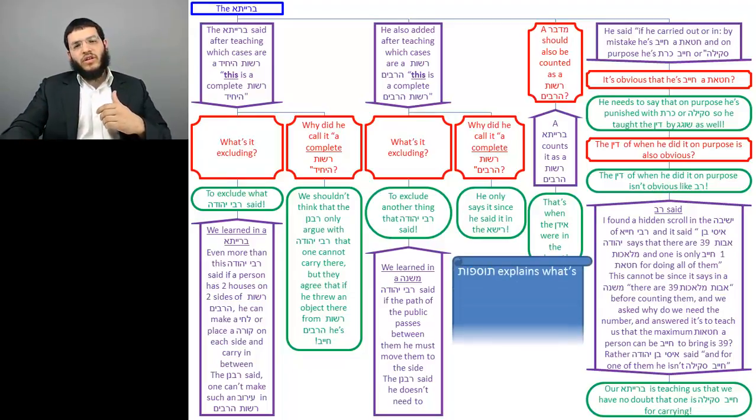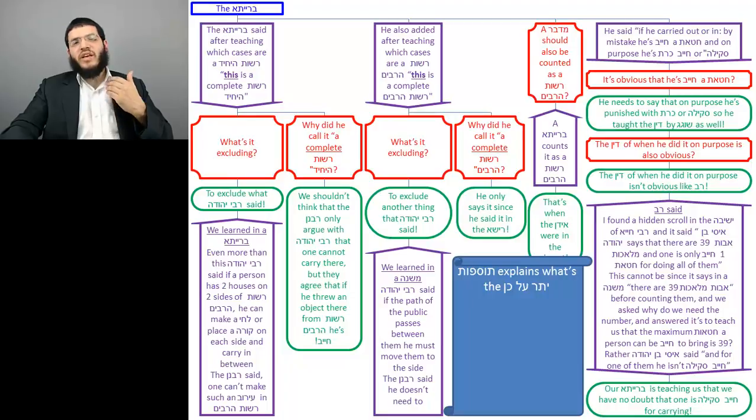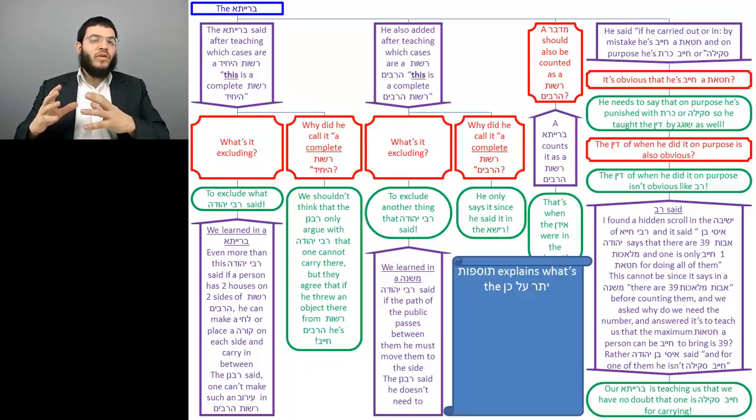So there's 3 parts to this Tosfos. Number 1, Tosfos explains what's the Yeser al Kain. We start off by quoting the Brisa. The first words that we quote, it's in the middle of a Brisa, is Yeser al Kain, even more than what Rabbi Yehuda said in the first part of the Brisa. He says in the second part of the Brisa. So Tosfos explains what's more about the second part of the Brisa than the first. So he quotes the first part of the Brisa and explains what's more in the second part.